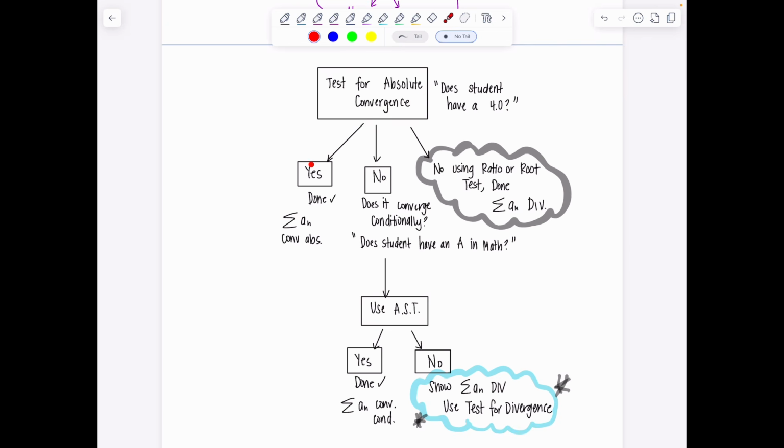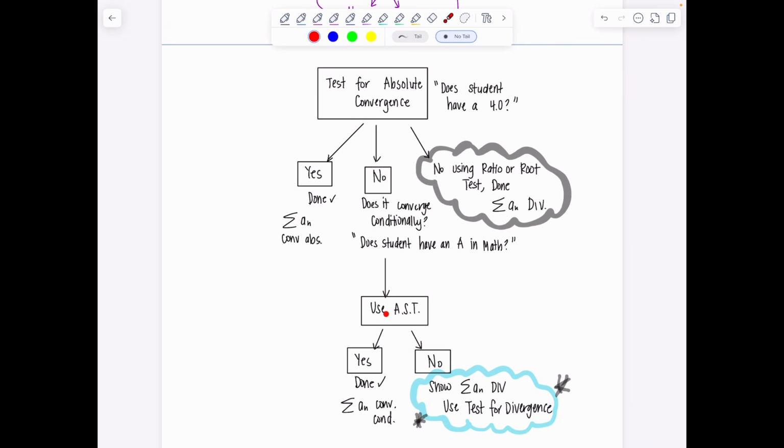If it's yes, then you're done. You can say the sum of a_n converges absolutely. If it's a no, then you have to check, does the series converge conditionally? Meaning, does the student have an A in math? That's the second question you'd have to get answered.